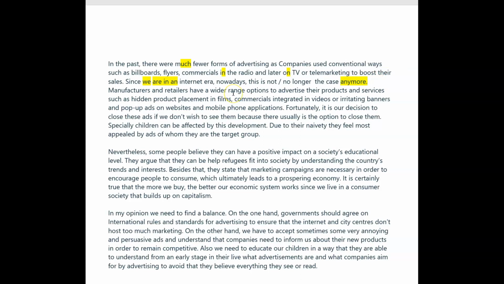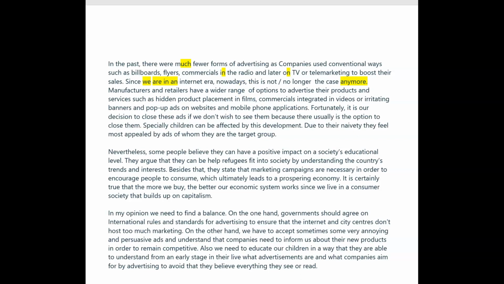Manufacturer and retailers have a wide range of options to advertise their products and services, such as hidden product placement in films, commercials integrated in videos, or irritating banners and pop-up ads on websites and mobile phone applications. Absolutely. Fortunately, it is our decision to close these ads if we don't wish to see them.